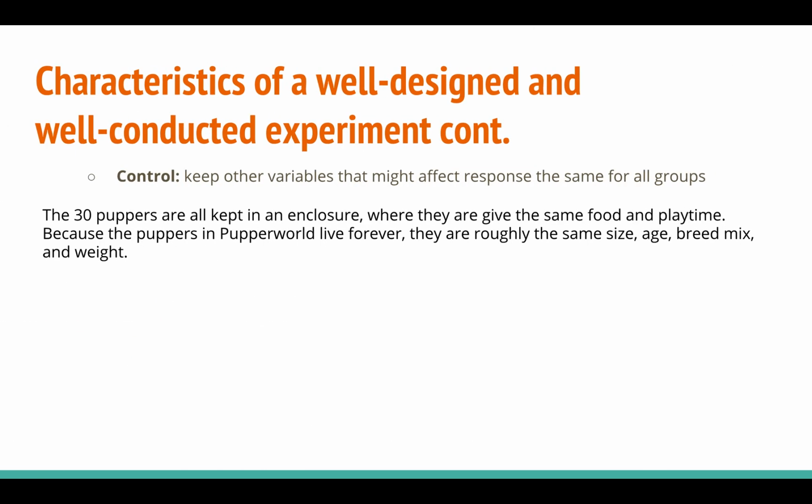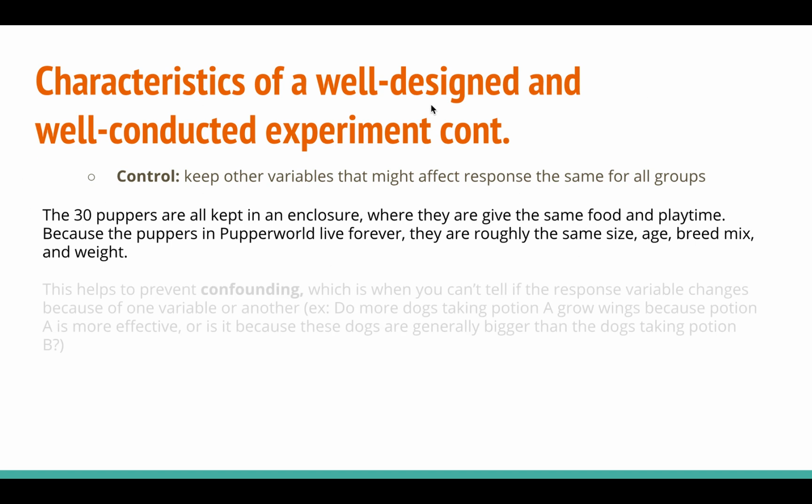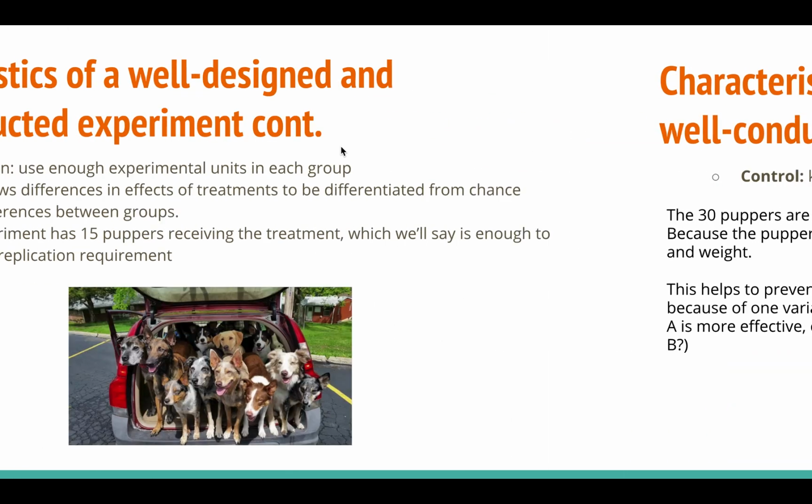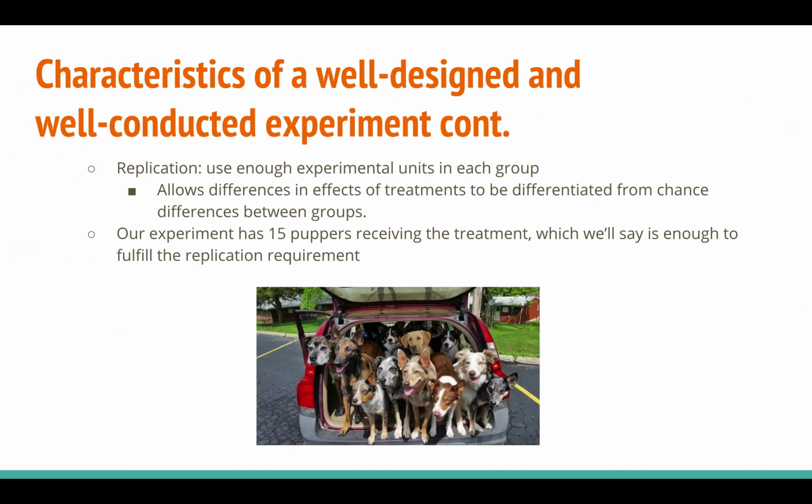The next characteristic of a good experiment is control, meaning that we have to keep all other variables that might affect response the same for all groups, which our experiment fulfills. Doing this will help prevent confounding, which is when you can't tell if the response variable changes because of one variable or the other. Lastly, a well-designed experiment must be replicable.